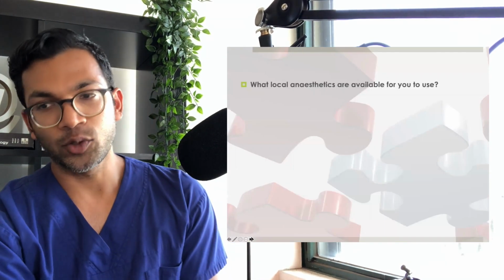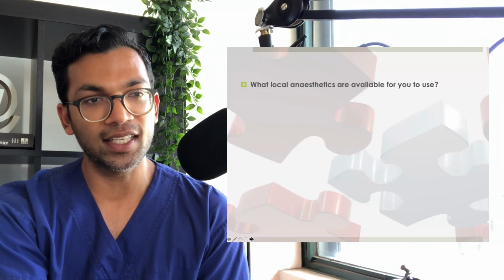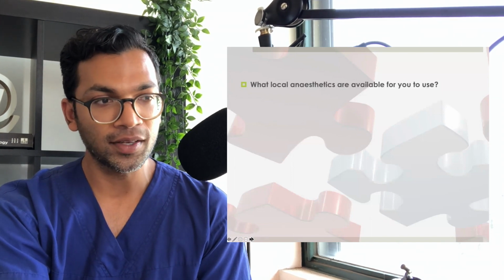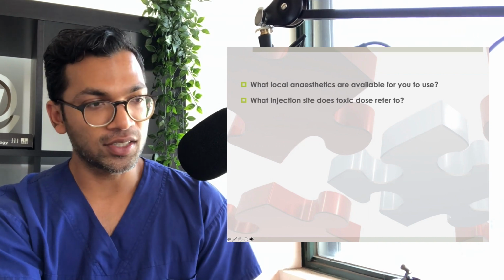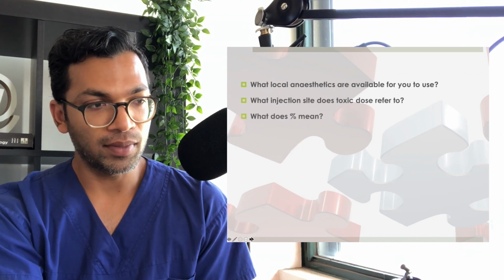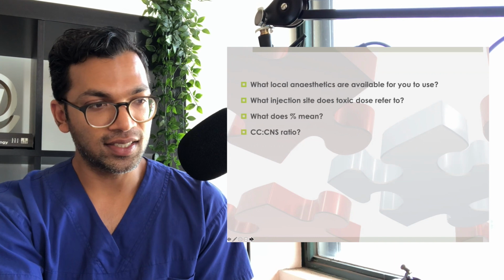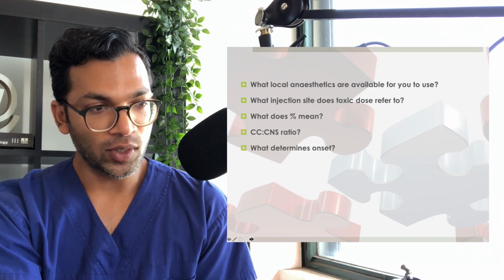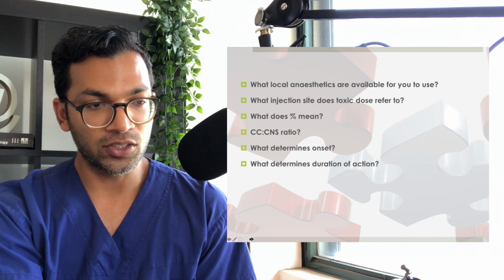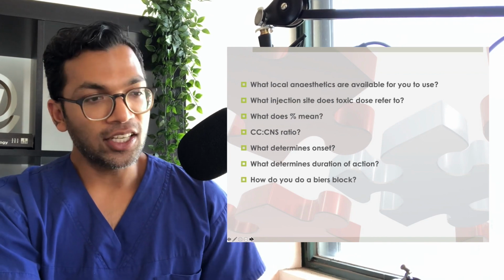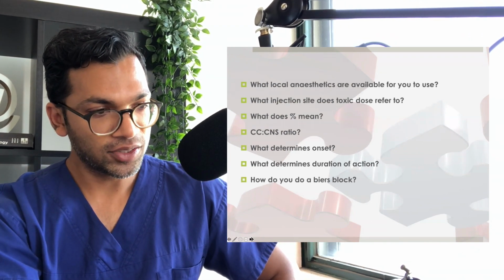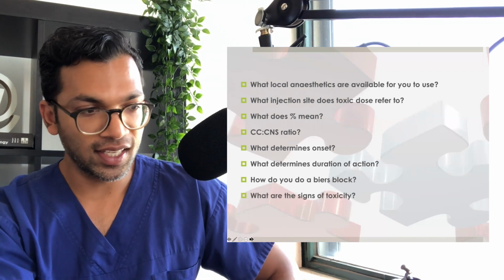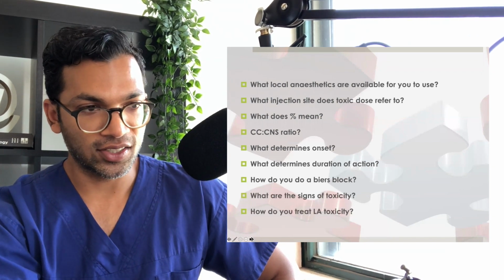These are some of the questions that I'll put to you. What local anesthetics are available for you to use? What injection site does toxic dose refer to and what are the toxic doses? What does percent mean? What is the CC to CNS ratio? What determines onset? What determines duration of action? And how do you do a Bier's block, something you may have to do in emergency at some stage? What are the signs of toxicity? And how do you treat local anesthetic toxicity?